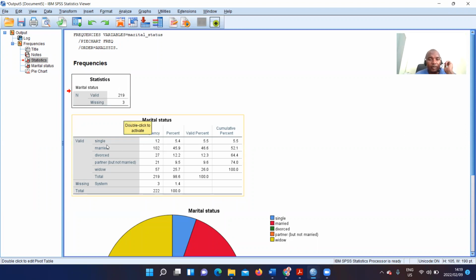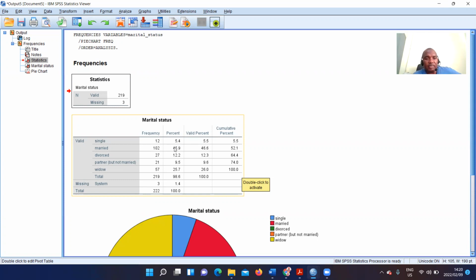And then if you check the proportions, you realize that out of the 219 people who gave valid responses, 12 are single, 102 are married, 27 are divorced, 21 have a partner but are not legally married, and 57 are widowed, giving a total of 219 plus 3 missing. It gives us 222, which was the total number of respondents for this survey.